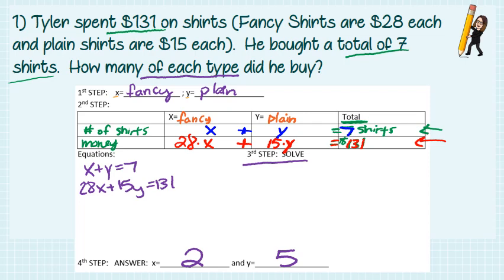So let's see if this makes sense. 2 fancy shirts, and I need to label, and 5 plain shirts get me to a total of 7 shirts. So that makes sense. If I plug in 2 times 28 and 5 times 15, I also get my total of 131. So I can check my work and prove that I'm correct.